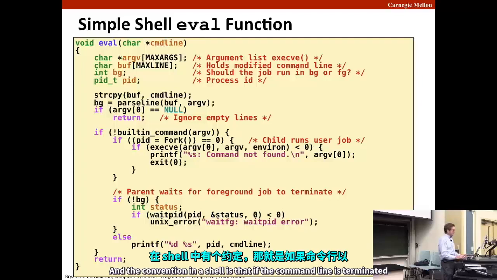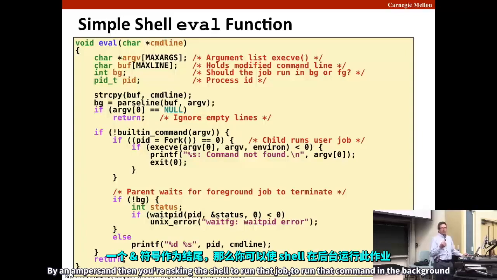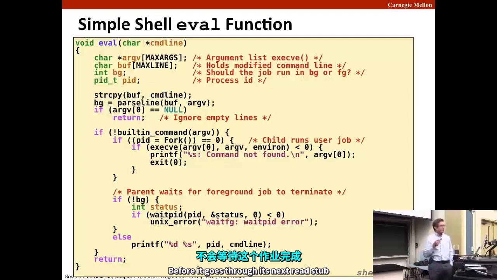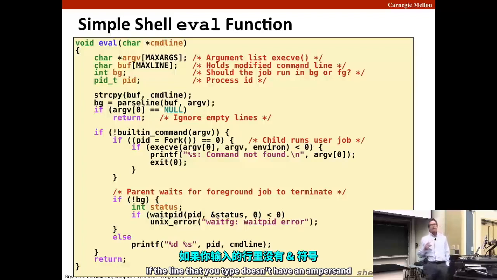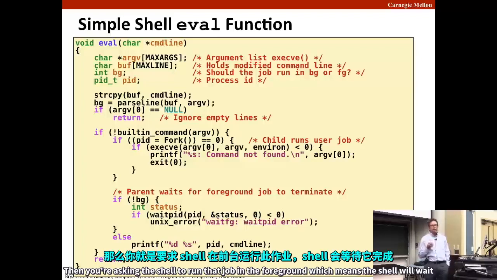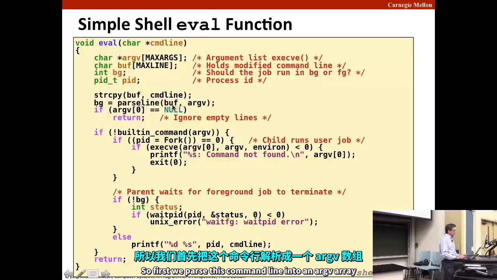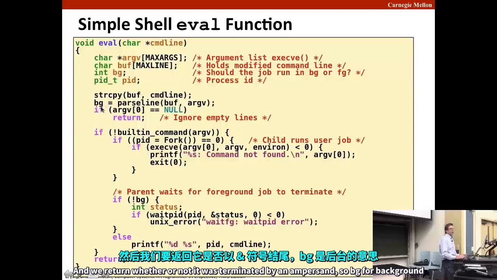And the convention in a shell is that if the command line is terminated by an ampersand, then you're asking the shell to run that command in the background, meaning the shell won't wait for that job to finish before it goes through its next read step. If the line that you type doesn't have an ampersand, then you're asking the shell to run that job in the foreground, which means the shell will wait. So first we parse this command line into an argv array, and we return whether or not it was terminated by an ampersand. So BG for background.